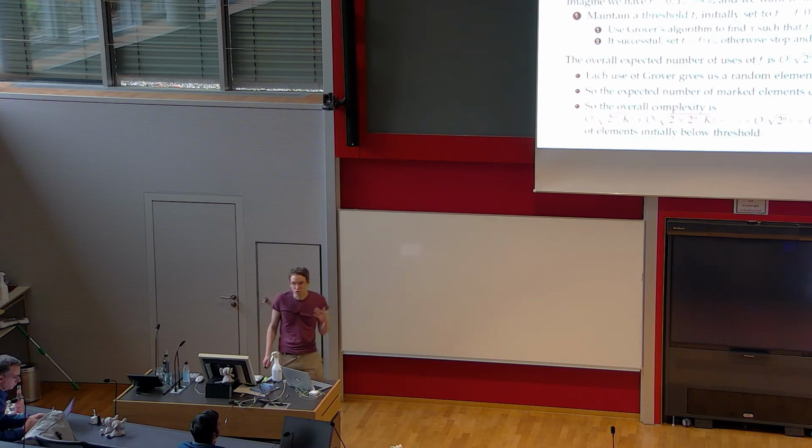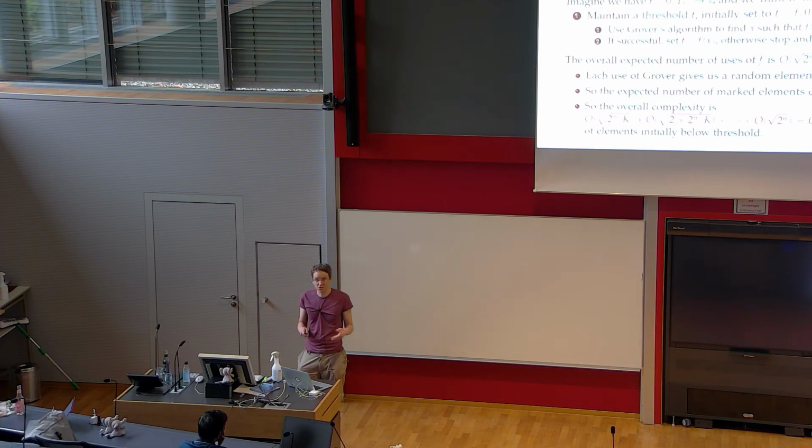Well, each use of Grover's algorithm, it turns out, gives us a random x that's smaller than this threshold t. So we run it. If there exists such an element, something smaller than the threshold, not only does it give us one of these, it gives us a random one. And that means that the update that we make to the threshold, on average, kills off half of the remaining elements, right? Because we're picking something that's in the middle, on average, of those remaining elements.